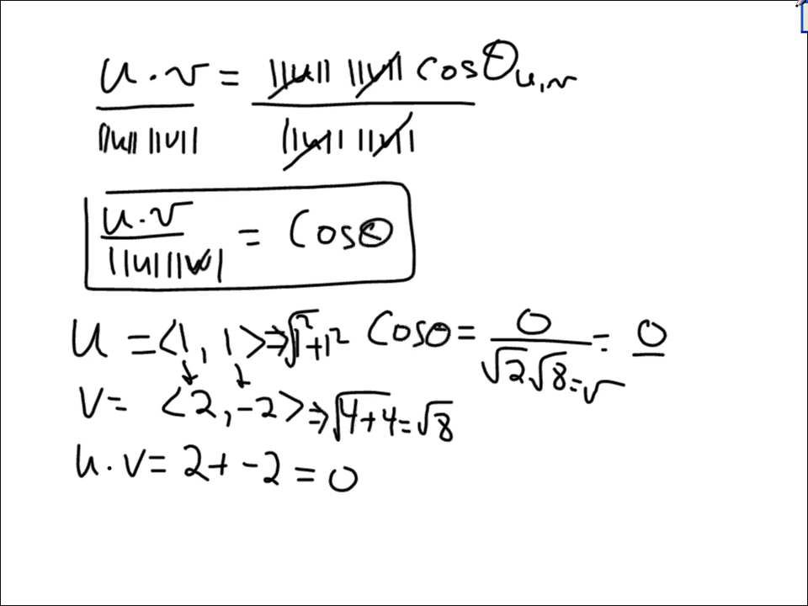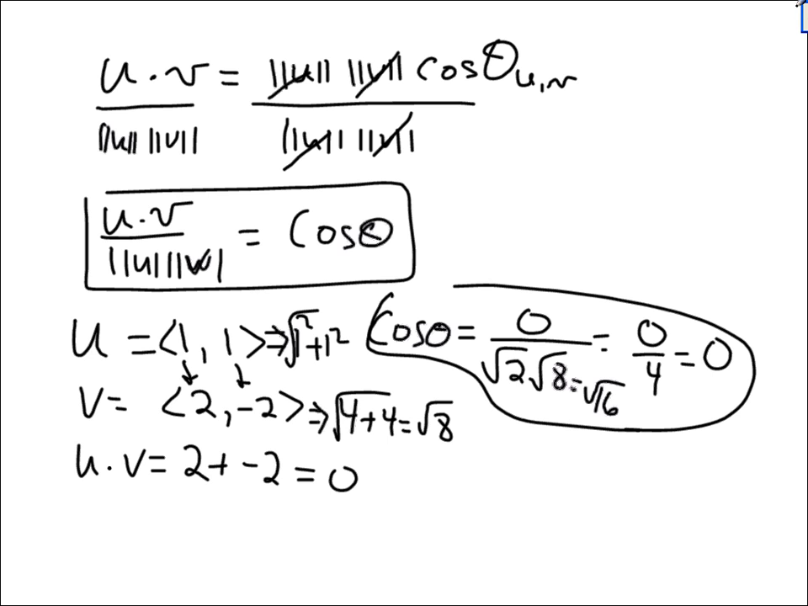The square root of 2 times the square root of 8 is the square root of 16, which is 4. 0 divided by 4 is 0. The cosine of theta is 0. Cosine of theta is 0 at 90 degrees, so, pi over 2. The angle between u and v is 90 degrees.